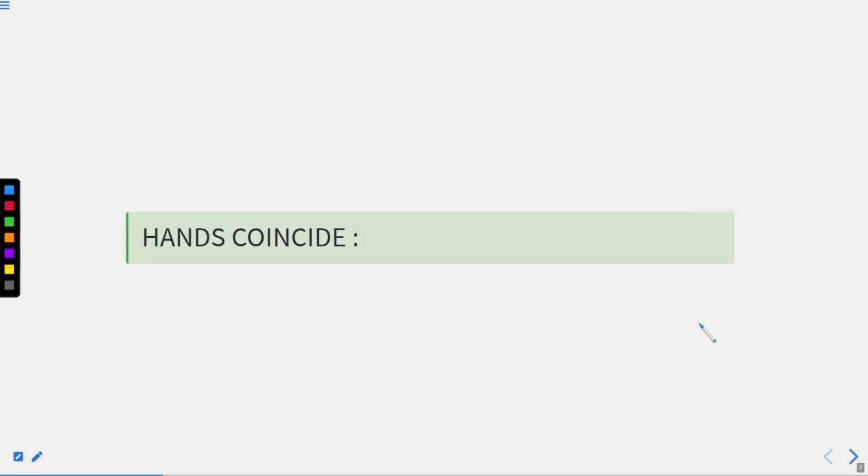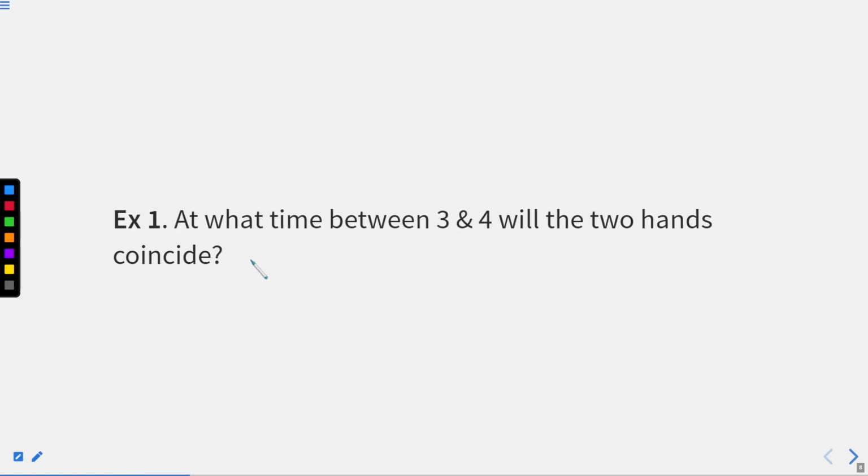Now, we will take the first situation that we read: hands coincide with each other. We'll mark it as the first situation that we read in the very first point. For that, we will do a question now. This is the first question of this chapter, based on the concept we learned in the very first point, where coincide means the angle between both the hands will be 0 degree.